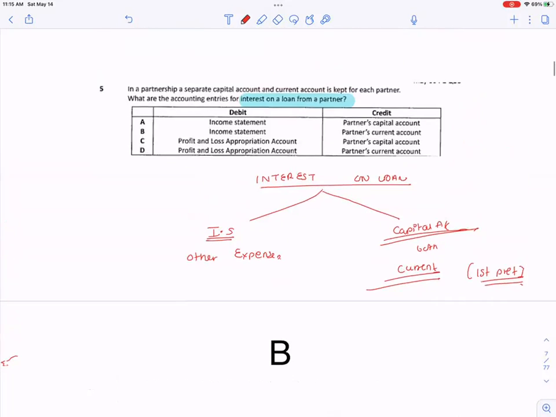So what are the two total places where interest on loan will appear? Income statement and current account. If current is not there, then capital account. Which side now, capital account or current account? Credit side. Here both capital account and current account are there.